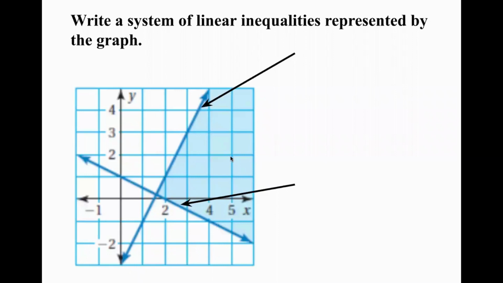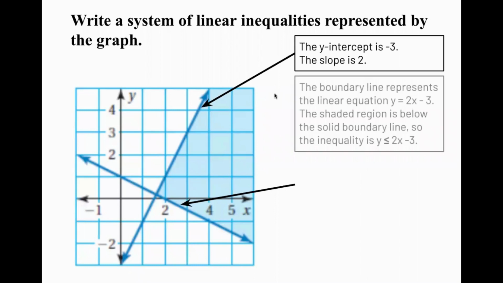Here is another one of those examples. We're going to write a system of linear inequalities represented by the graph. Looking at this line right here, we know that the y-intercept is negative 3, intercepts the y-axis right here, and then we're going to find the slope by counting each of the solid points.